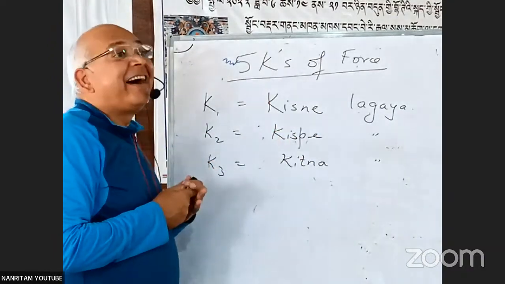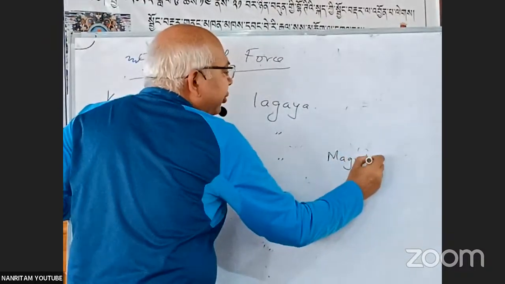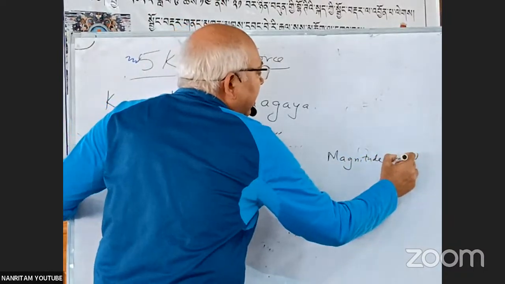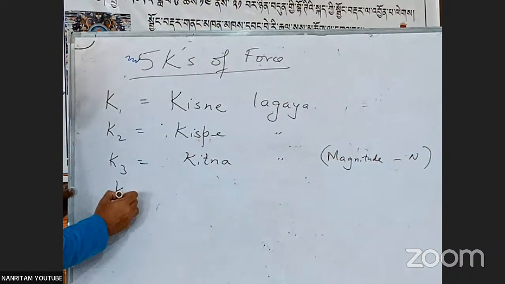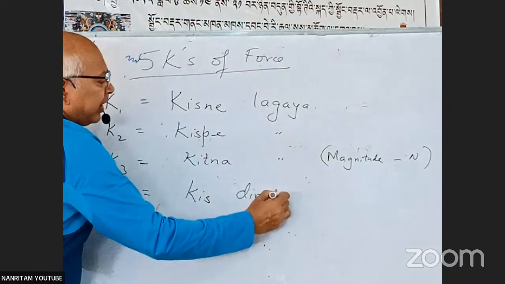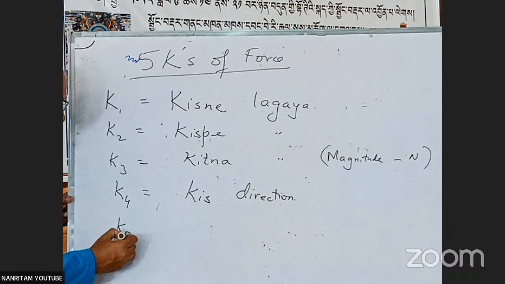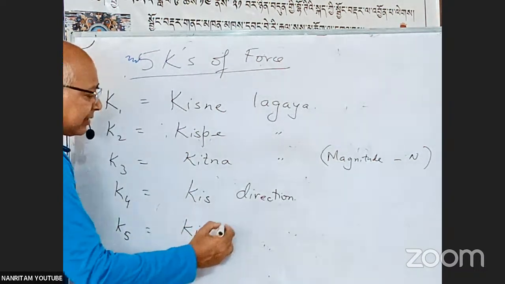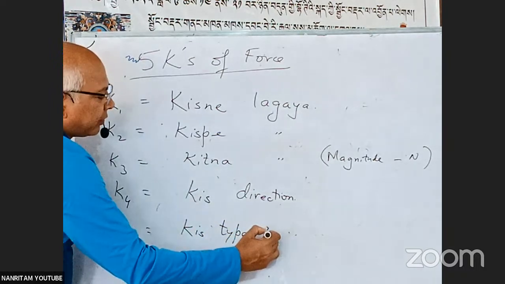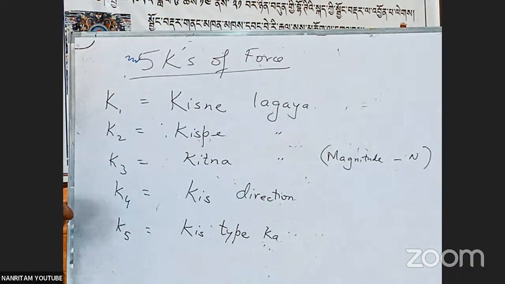तो कितना लगाया? How much? This will be magnitude. We are talking about the magnitude in newtons. कितना dash newton force लगाया? Then you would like to know किस direction में लगाया? That's very important. किस direction में लगाया force? और K5 is किस टाइप का फोर्स है, what type of force is it? You know 5 things, then only we can say कि हमको सब कुछ मालूम है.